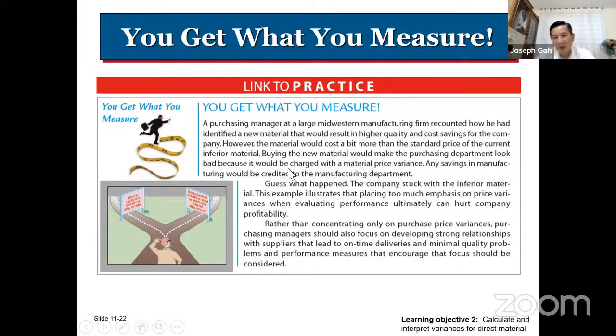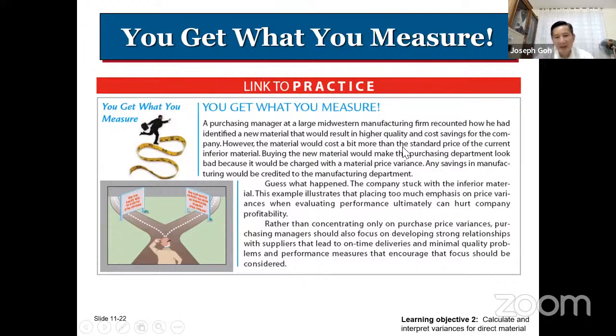If you are the procurement manager, you want to save money. You want to give a better quality of material for the company, but you buy at a higher price. So every time you will have a material price variance, because now your material cost is higher than the standard set for the company. So are you going to do that or not?